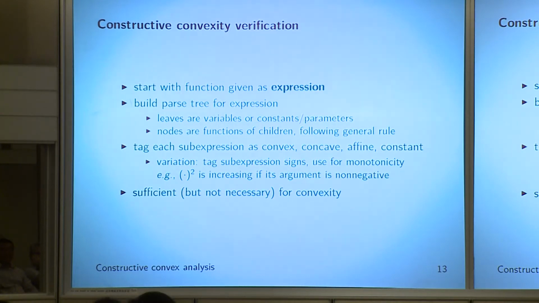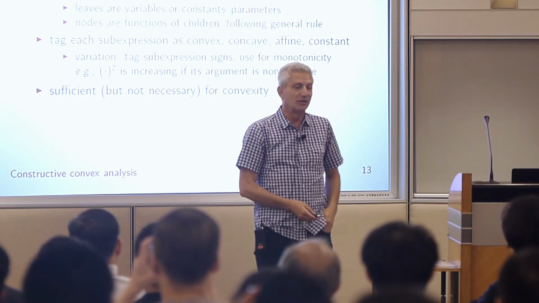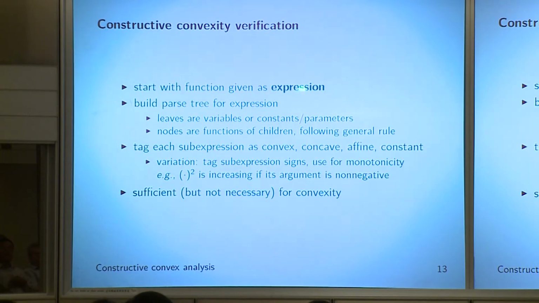Here's the way it's going to work. We're going to do constructive convexity verification. You're going to start with a function, but it's not just given as a function that you can evaluate. You actually write code for it, an expression. You write an expression tree for the function, and we'll parse it. At the leaves of that expression, we will have either variables or constants. Then at every node, there'll be one of our functions that will combine the children, right?